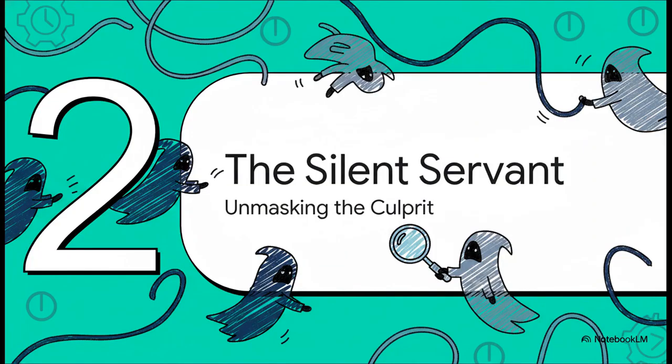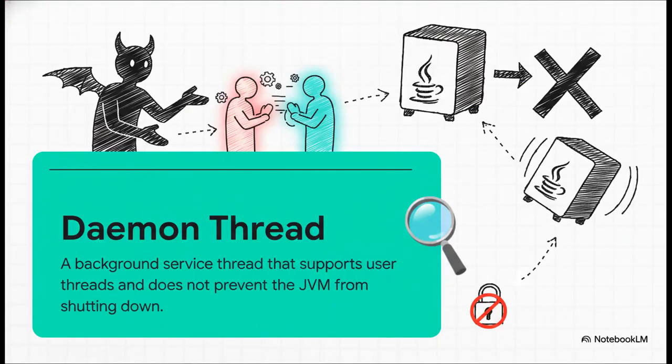Well, it's time to introduce our prime suspect. It's a special kind of thread that loves to work in the shadows. We like to call it the silent servant. So this is the official definition, the one you'd want to have in your back pocket for an interview. A daemon thread is basically a background helper. Its whole job is to serve the main user threads. But here's the absolute key piece of evidence: it does not stop the Java virtual machine from shutting down.